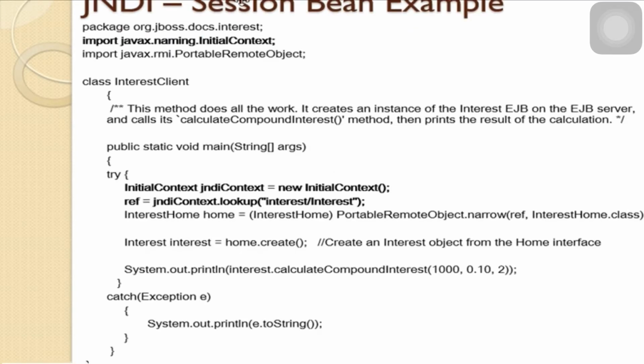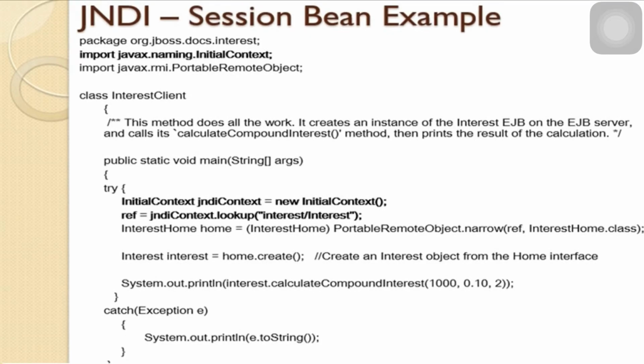JNDI example. The session bean, we have already talked about it before actually. Now we can see here the initial context, the JNDI context. This just initializes the JNDI example object. Now with this JNDI context, we can use a lookup.